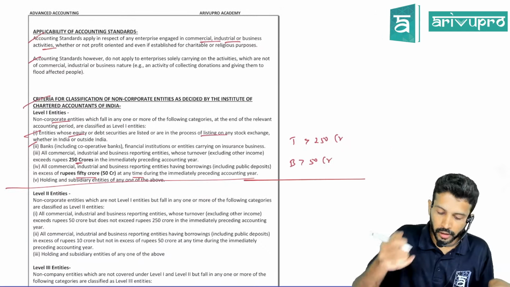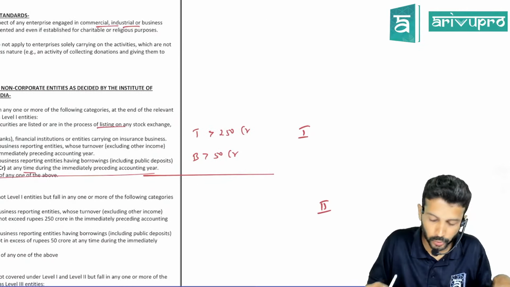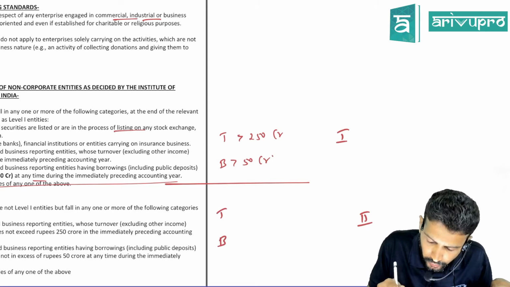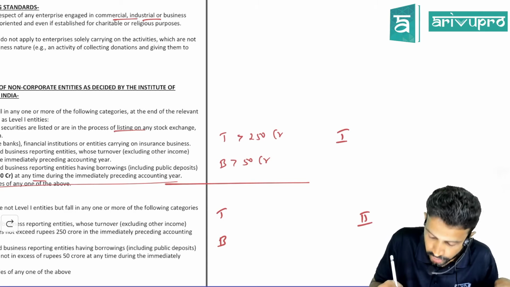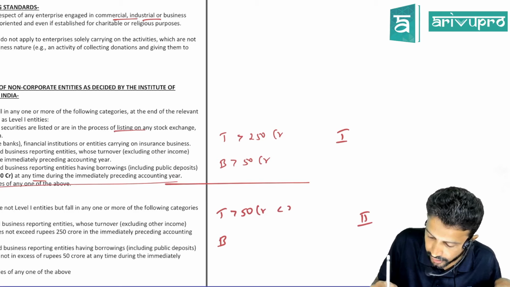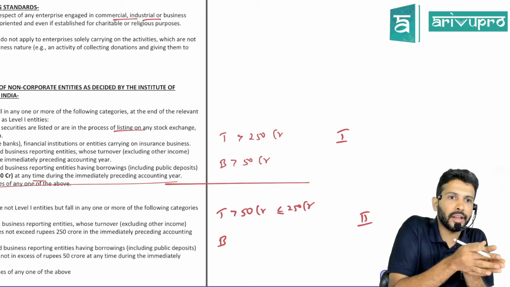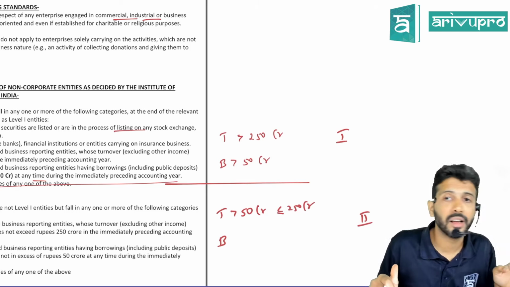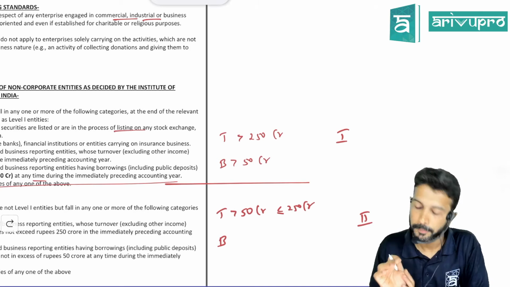Done. Now level 2, it's very simple. This is for level 1. How you can remember level 2 is, here also same, turnover and borrowings. What was the borrowing limit here? 50 crore. That is the turnover limit for level 2. So here turnover will exceed 50 crore, but it will not exceed 250 crore. Then you are automatically under level 2. So just take the same limits and construct this equation. That's all.